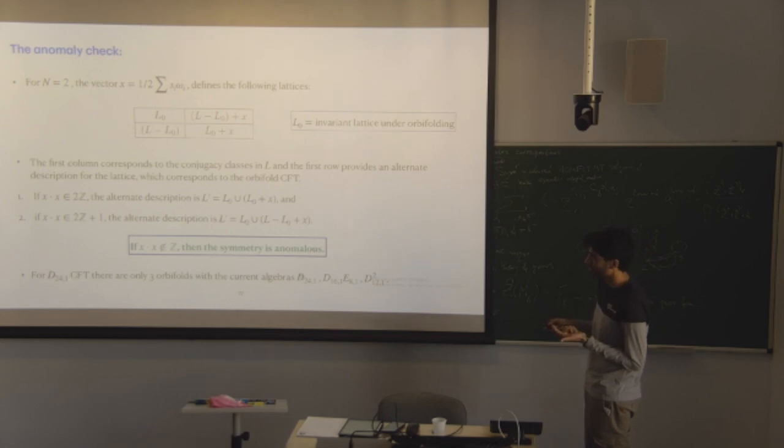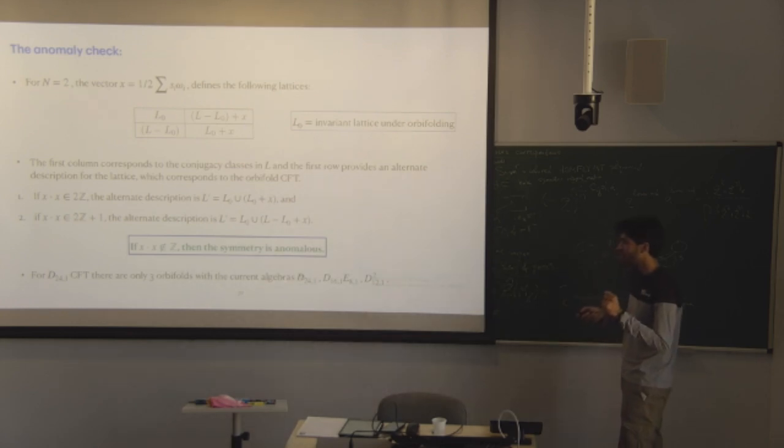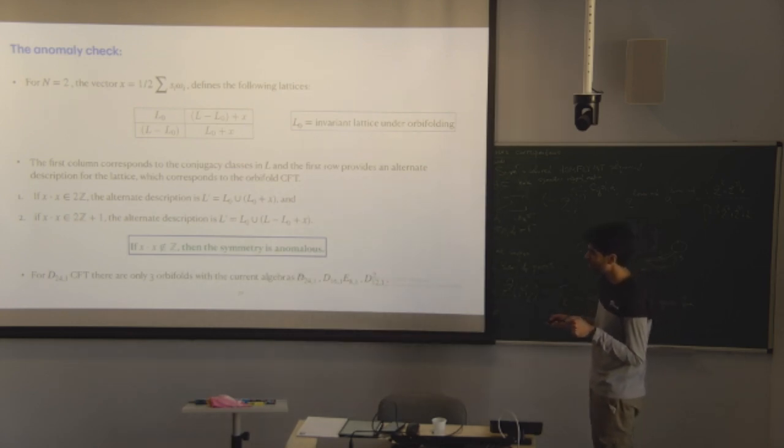So for example, in D24, you have lots of possible options of eliminating nodes. But then you have only 3 possible orbifolds. With current algebras, you'll get either D24, D16 times E8, or D12 squared.